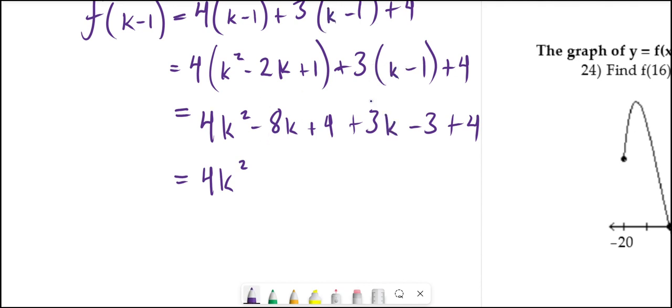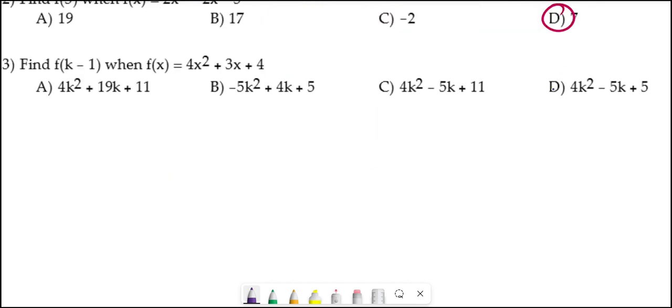And then combining our k's, we have a 3k and a minus 8k, that's minus 5k. And we've got 4 plus 4 is 8, minus 3 is plus 5. So that's our constant term. Matching this to our answers, we can see that's answer D.